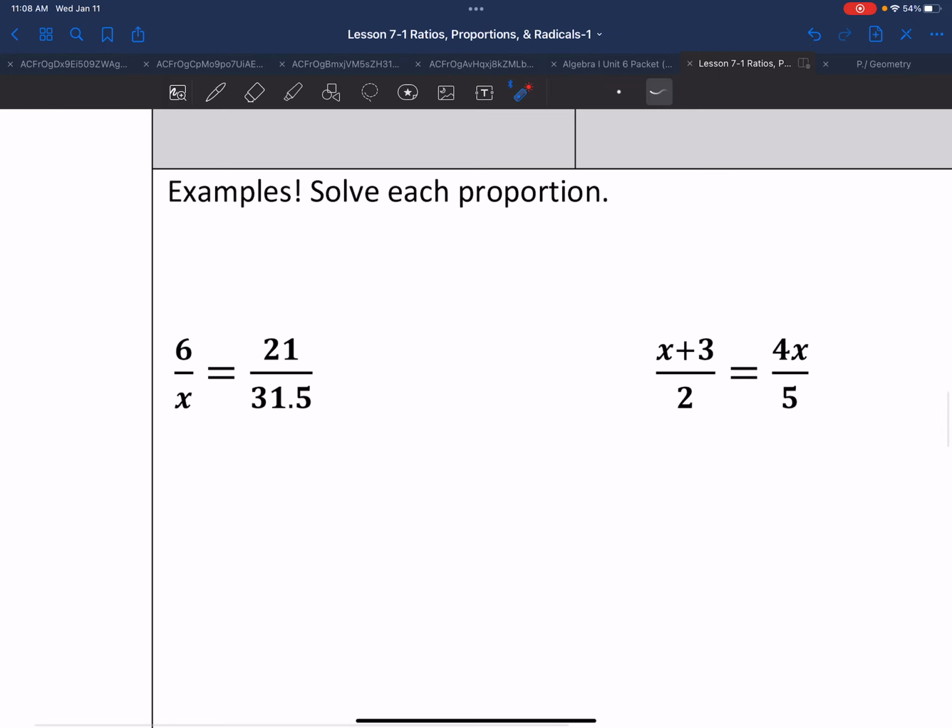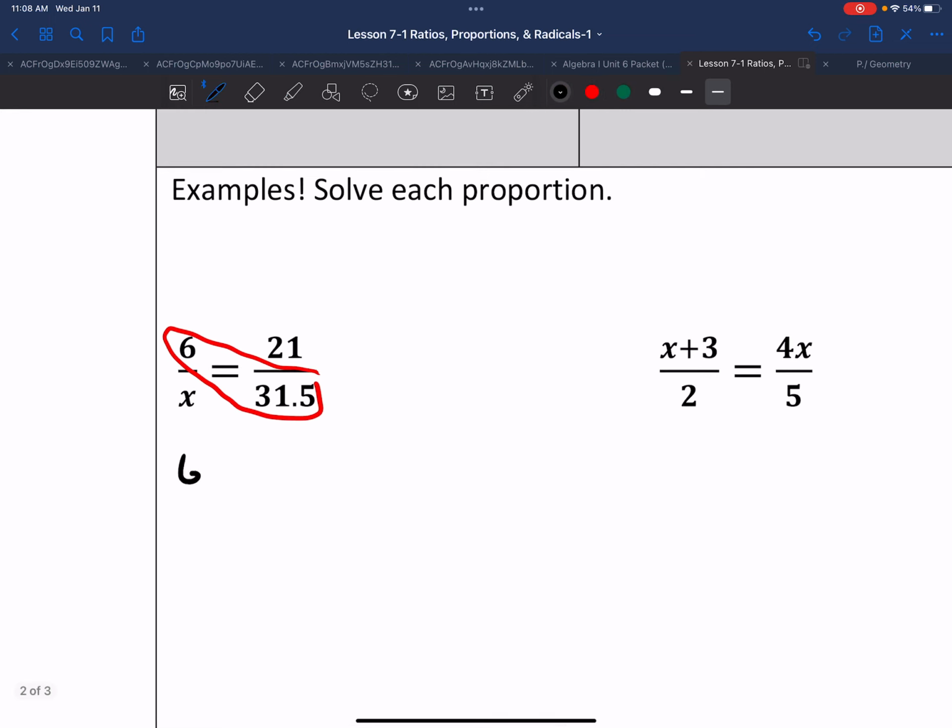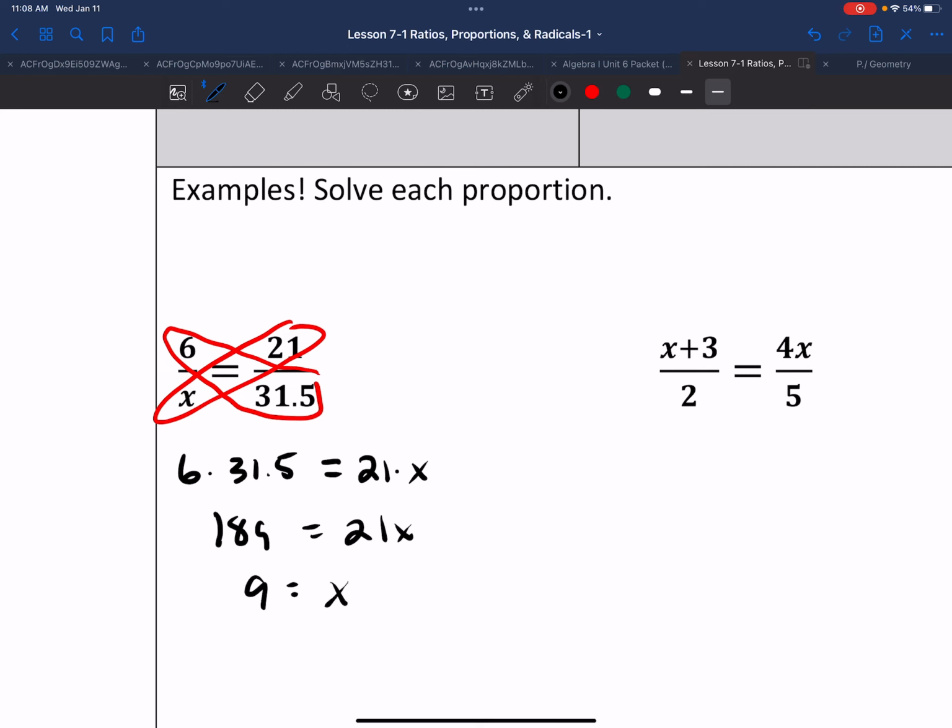Over here, I have 6 over x is equal to 21 over 31.5. Use the butterfly method. I multiply these two numbers here: 6 times 31.5, and then you draw an equal sign there. And then you multiply these two numbers here: 21 times x. Then let's simplify. I have my notes here to figure out what 6 times 31.5 is. That's going to be 189 equals 21x. Then I solve for x. 9 is equal to x. This is my answer. I only need to figure out what x is equal to, okay?